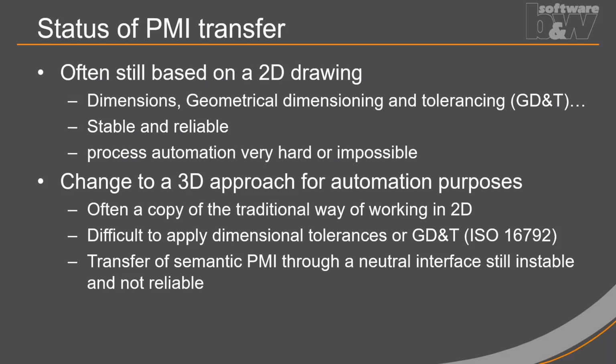What's the traditional status of PMI transfer? Many companies are used to a drawing-centric process where dimensions and GD&T annotations or surface finish symbols are used to communicate technical data. This is a stable and reliable process, but it does not give much potential for downstream automation and improvement. So moving to a 3D approach, with the 3D model as the single source of truth, more and more data and information is put from the drawing into the 3D model.